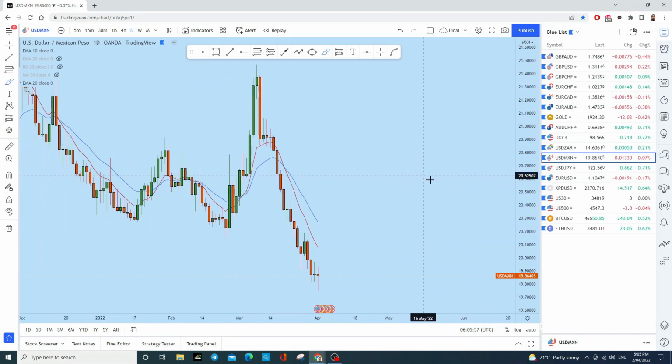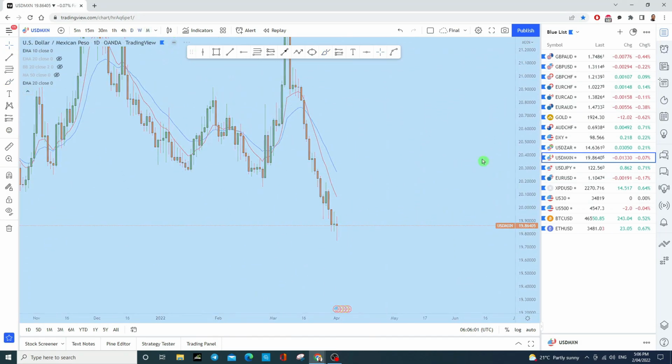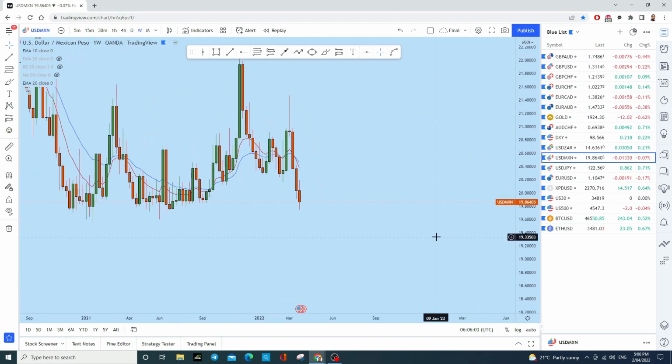So Mexican peso, USD Mexican peso, what we see monthly. Now previous week's analysis on USD Mexican peso did exactly the same. So if you made money from this, then also smash the like button.